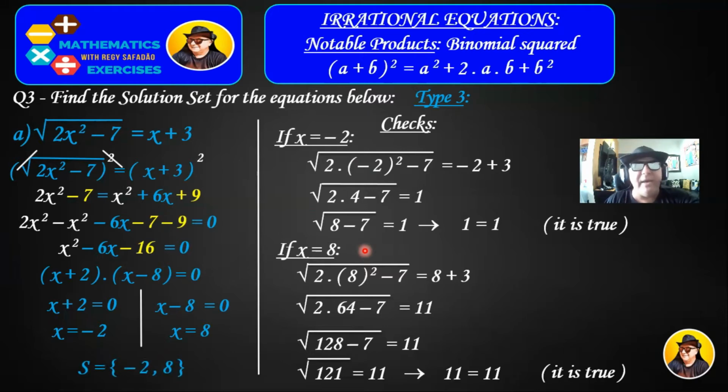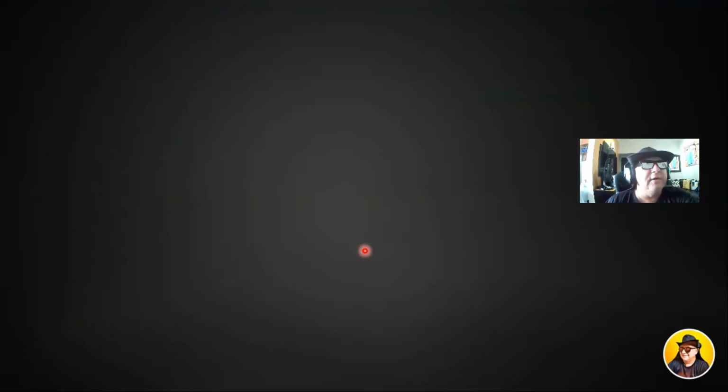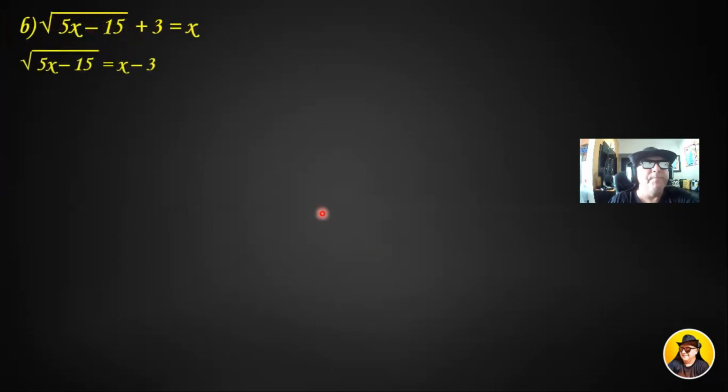Let's see question B. All right, so take a look at this. I have that the square root of 5x minus 15 plus 3 is x. See, what I did, I moved positive 3 to the right side of the equation, so it comes negatively. So I have here now x minus 3.